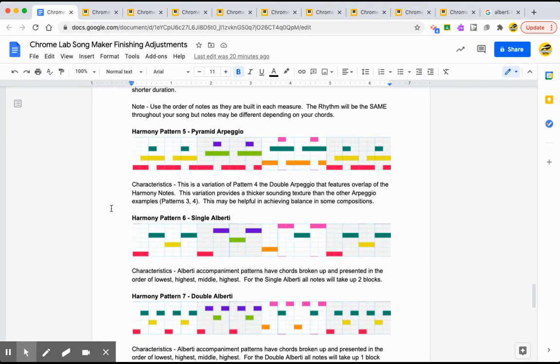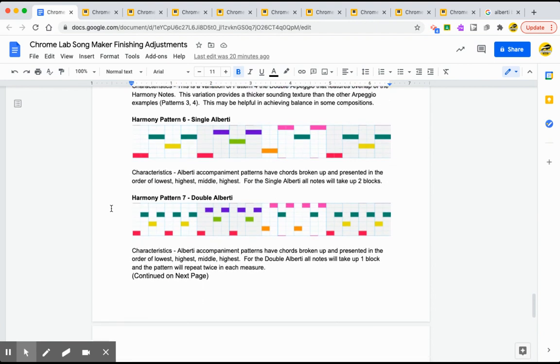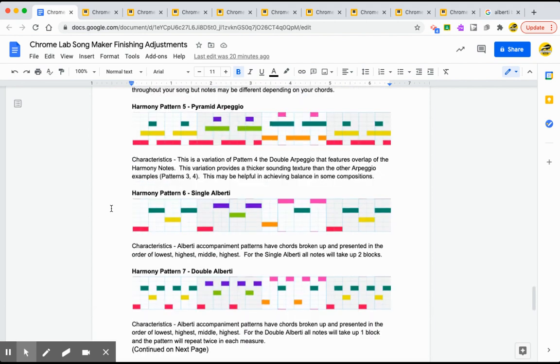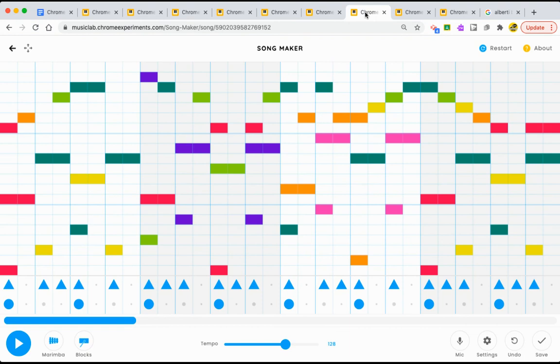Now, another pattern is called Alberti, and the Alberti pattern is a chord that is broken up and it goes from your lowest note to the highest note to the middle note to the highest note. So low, high, middle, high. And a single Alberti is harmony pattern number 6. For this, just like your single arpeggio, each chord tone will be 2 blocks long.